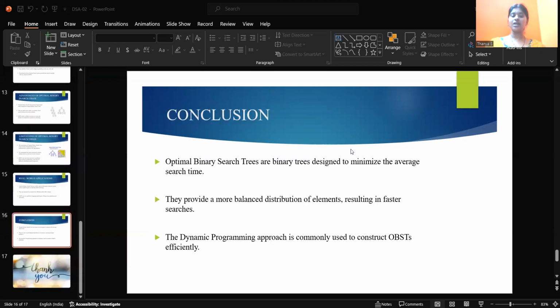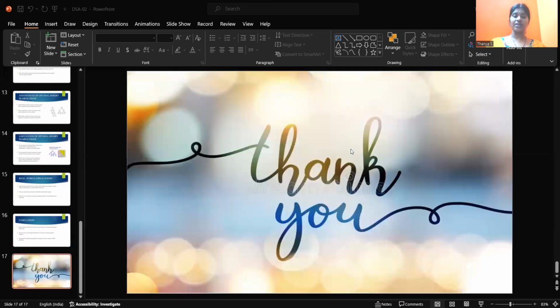The last part is the conclusion. Optimal binary search trees are binary trees designed to minimize the average search time. They provide a more balanced distribution of elements, resulting in faster searches. The dynamic programming approach is commonly used to construct OBSTs efficiently.